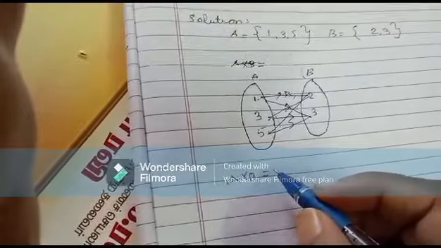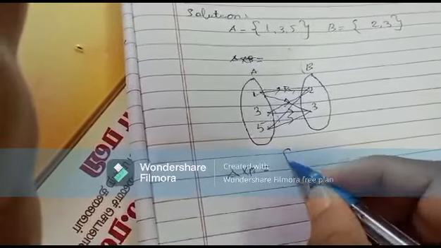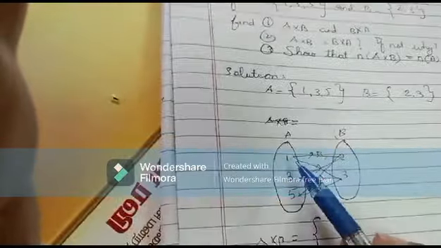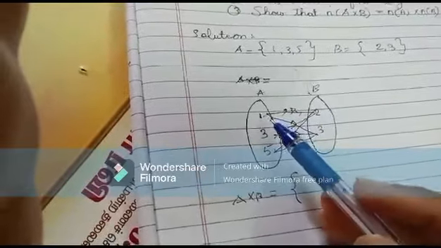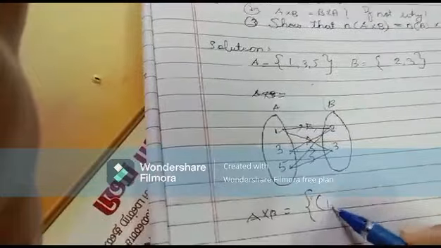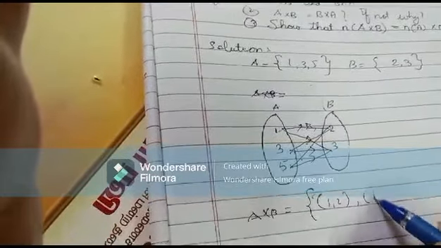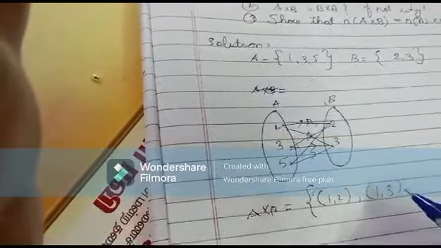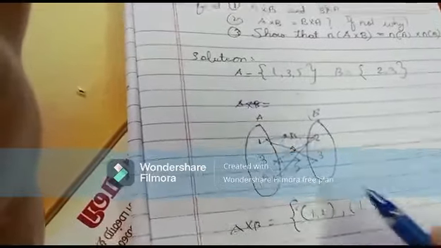So A cross B is equal to, first you map 1 with all the elements in B, right? You have mapped 1 with 2 and 1 with 3. So I am going to write 1 comma 2, 1 comma 3. Okay. And then next is 3.